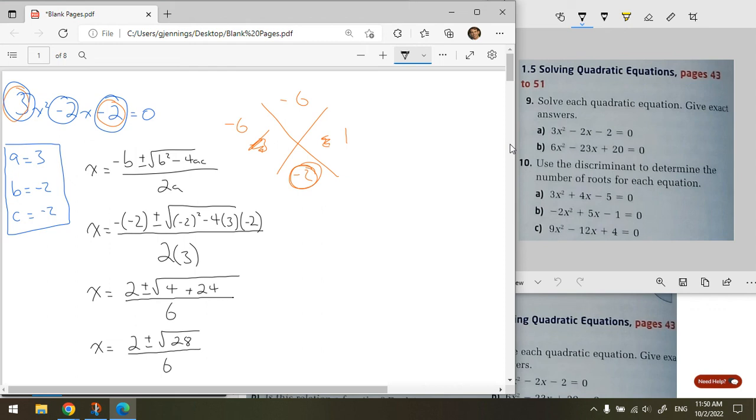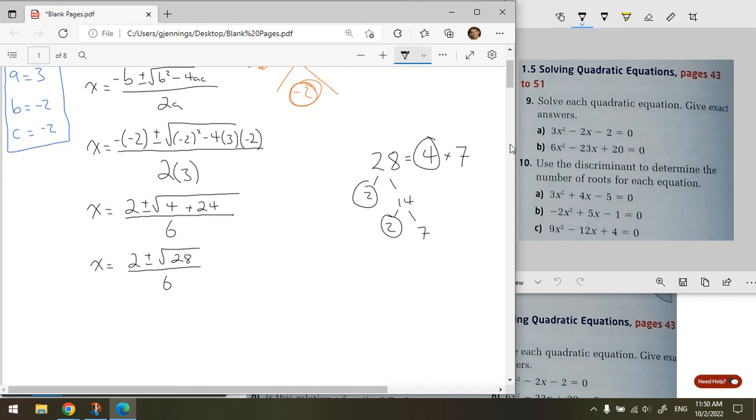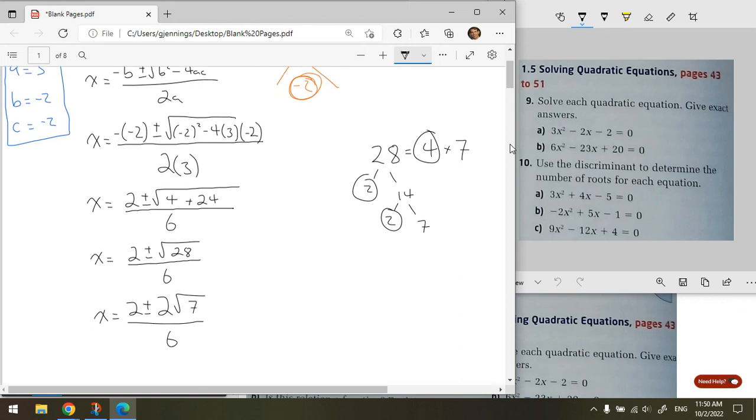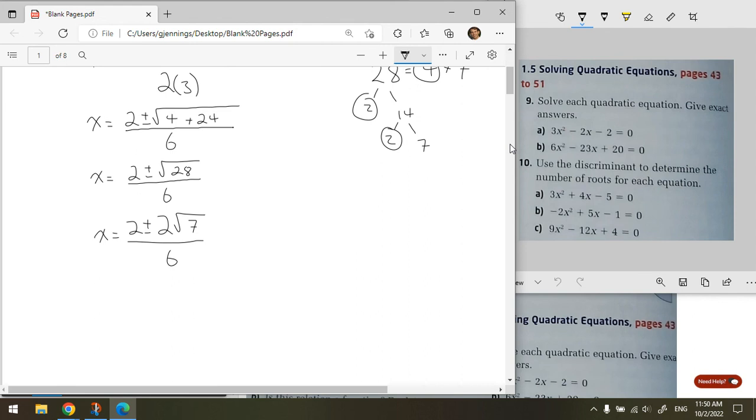But the square root of 28, okay, let's take a look at that. 28 is divisible by 2. Divisible by 2. Okay, there's a square in there. There's 4. 28 equals 4 times 7. And 4 is a square. So this is x is equal to 2 plus or minus 2 root 7 divided by 6. Now reduce your fraction. Take out the extra factors of 2 in the terms in the numerator and the denominator.